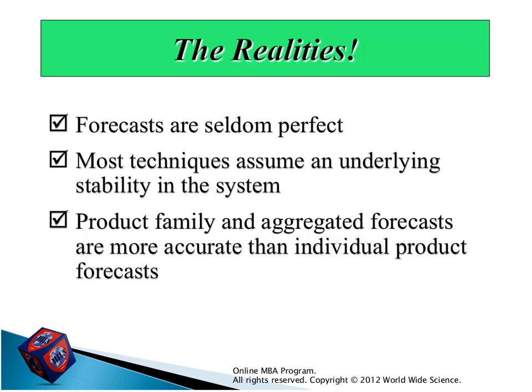Product family and aggregated forecasts are more accurate than individual product forecasts. If you want to do forecasting for each of the products, it is less accurate than for all of the family products together. It means that if you forecast for all products together, you can forecast better.